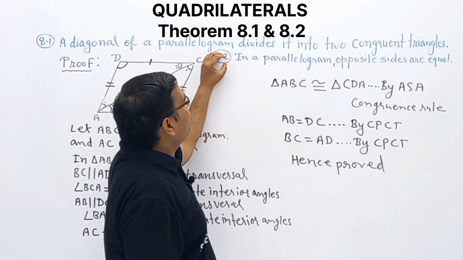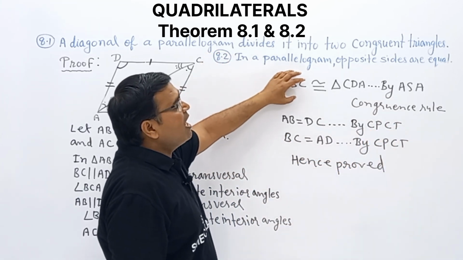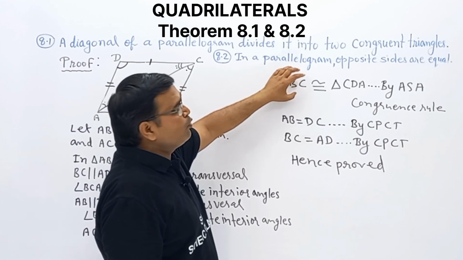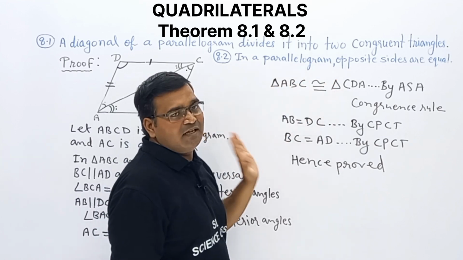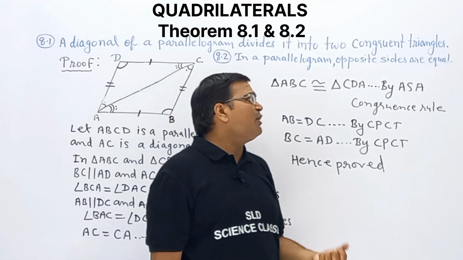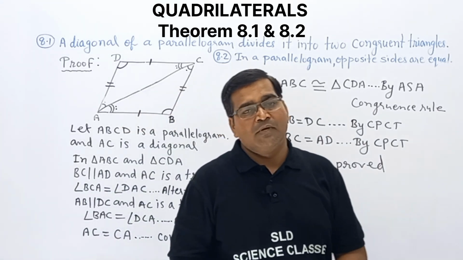So theorem 8.2 also we proved after proving congruence of these two triangles. Clear? So this is a simple way to understand these theorems.